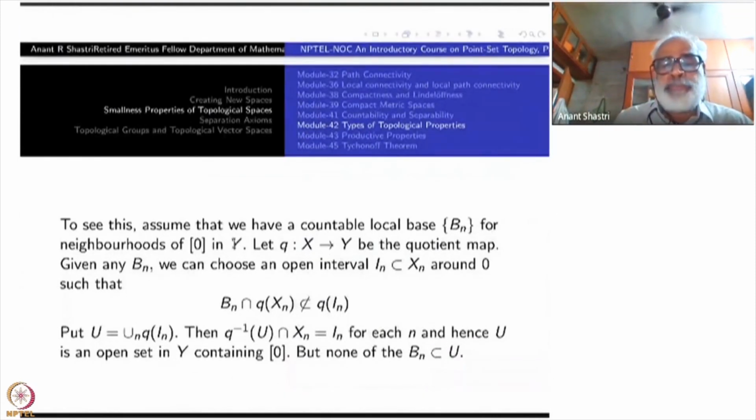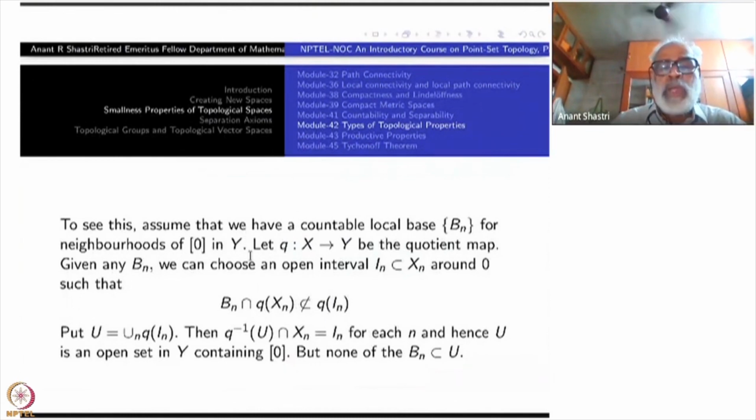Suppose we have a countable base Bn for neighborhoods of 0. Okay, a local base for this quotient space Y. Let us tentatively denote the quotient map from X to Y by Q. All right.